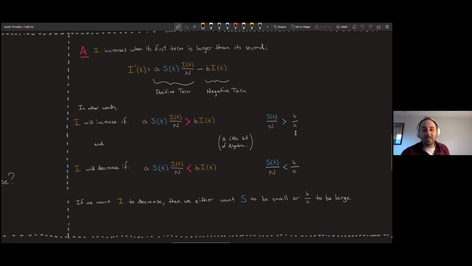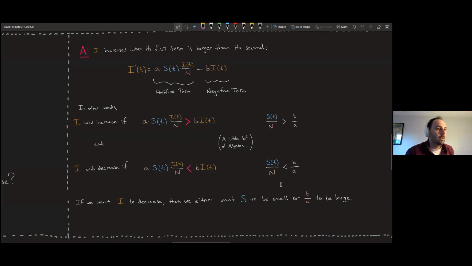Now remember, B is the rate of removal from the population, and A is the rate of new infections. So what we're saying here is we need people leaving the I class faster than they're coming in. And if you have more people leaving than coming in on any given day, then the total number is going to go down.